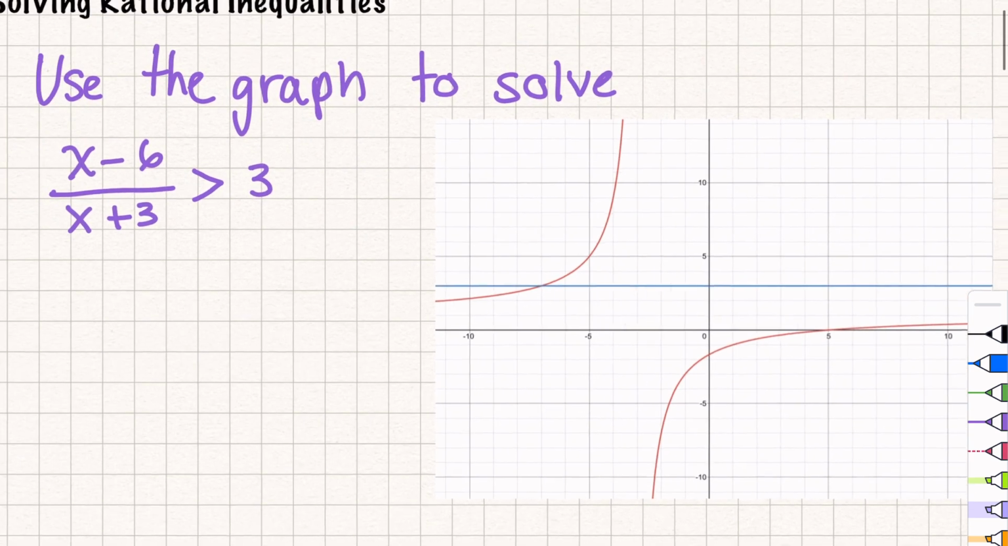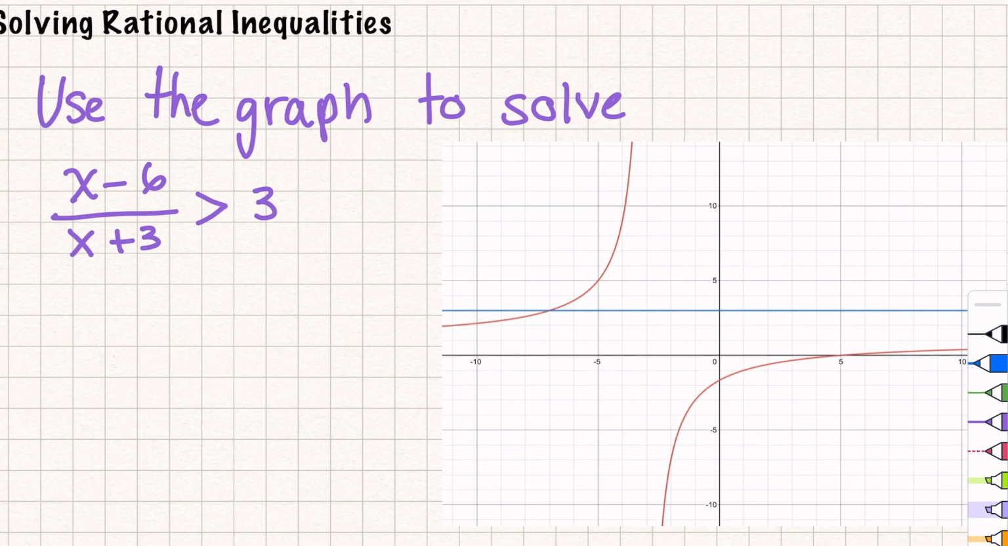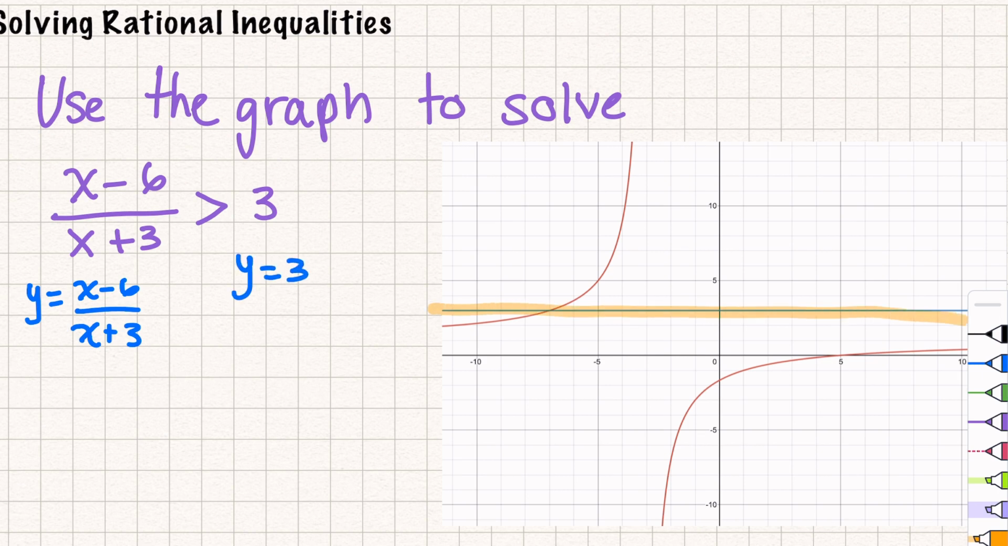For this first one, we're asked to use the graph to solve when (x - 6)/(x + 3) is greater than 3. So we have two equations here. If you take a look at the graph, we have a rational function and a horizontal line. Our two equations: in the red, we have y equals (x - 6)/(x + 3), that's this equation right here. We also have the equation y equals 3, which is our horizontal line right here.